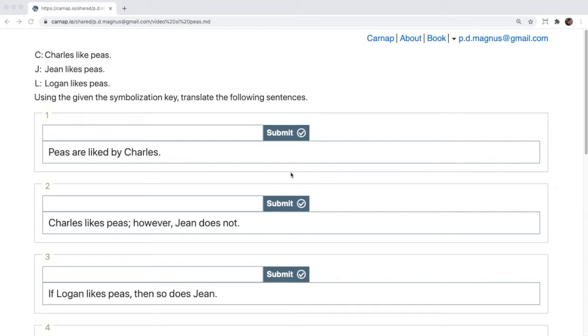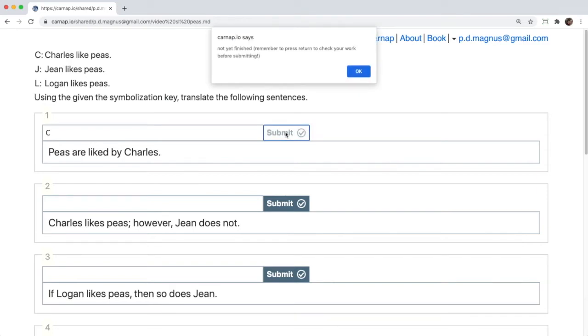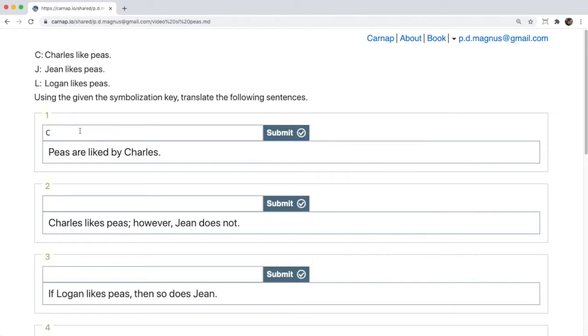The first sentence is, peas are liked by Charles. Okay? So for that, the answer is just C. That's just the same as saying Charles likes peas. And if we go to submit, it says, not finished yet. Remember to press return. Oh, okay. So we go back here, we press return, and Carnap tells us, yes, that's a perfect match. That's the answer. We got it right.